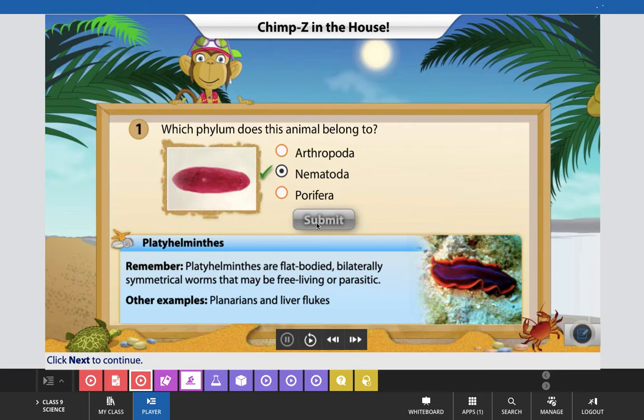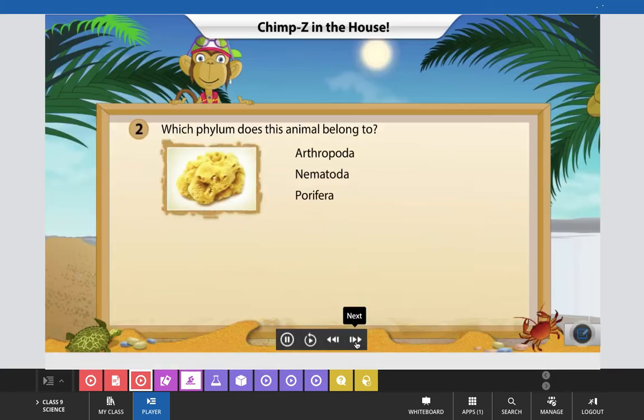Flatworms belong to the phylum Platyhelminthes. This group also includes planarians and liver flukes. Technically this answer is written wrong here, but in the previous one in which I was tapping, that was Platyhelminthes. That's why the answer is Platyhelminthes for this. This is the creature flatworm or planaria.